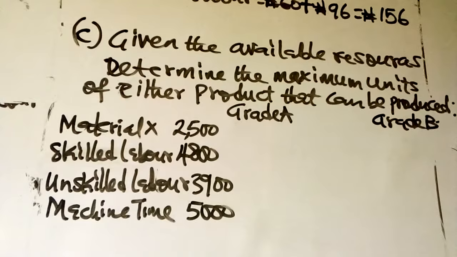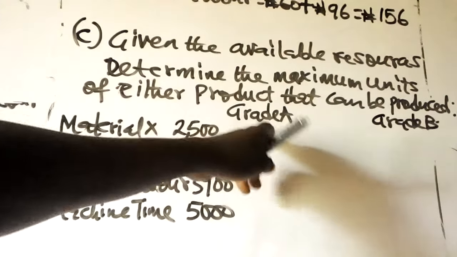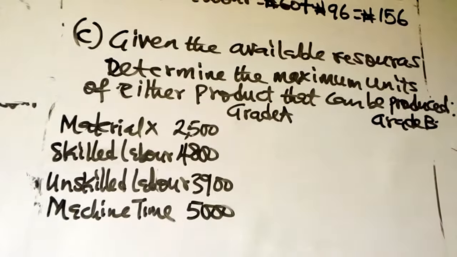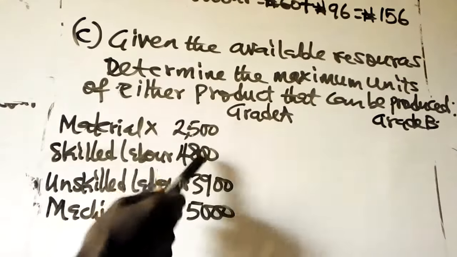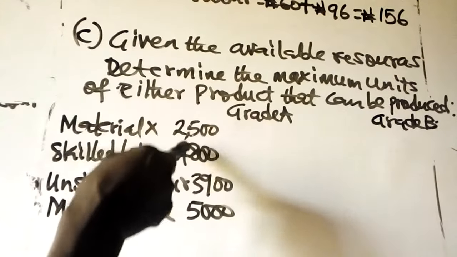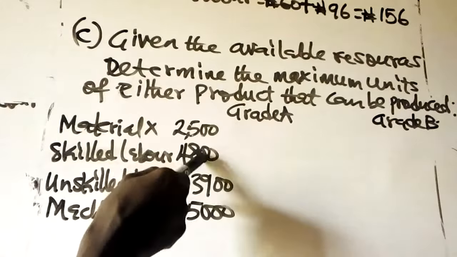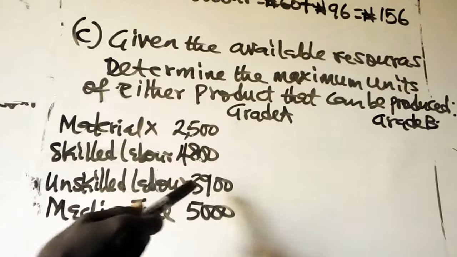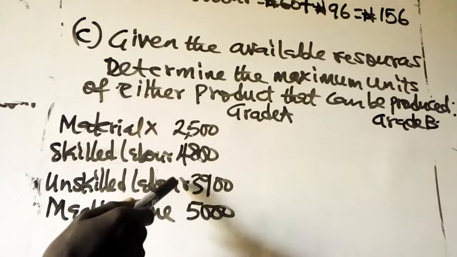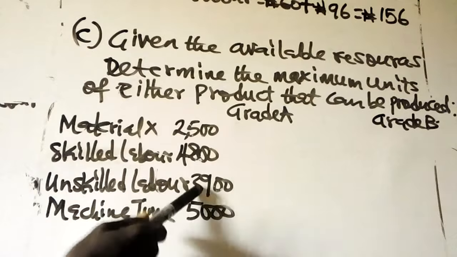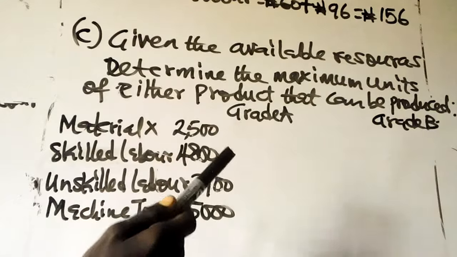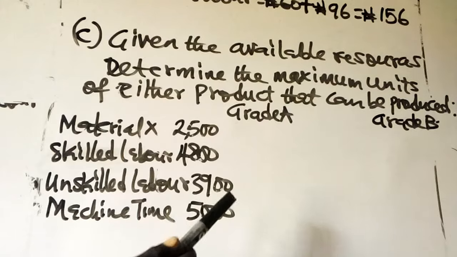Now, how many units of grade A would these 2,500 materials be enough to produce? And how many units of grade A would the skilled labor hours of 4,800 be sufficient to produce? And how many units of grade A would these unskilled labor hours of 3,900 be sufficient to produce? And how many units of grade A will these 5,000 machine hours be enough to produce?